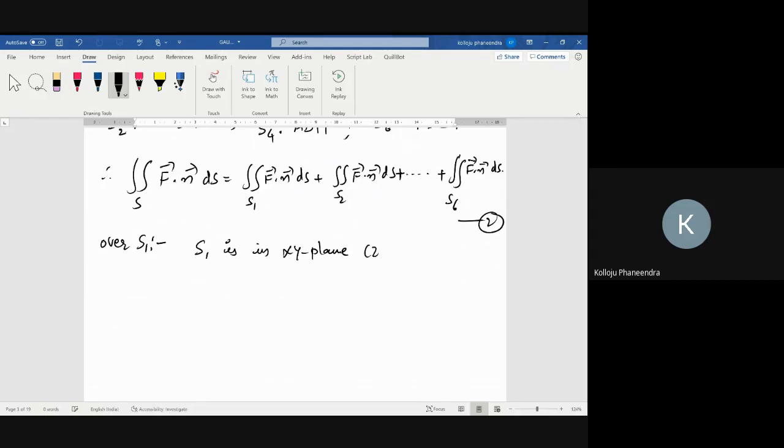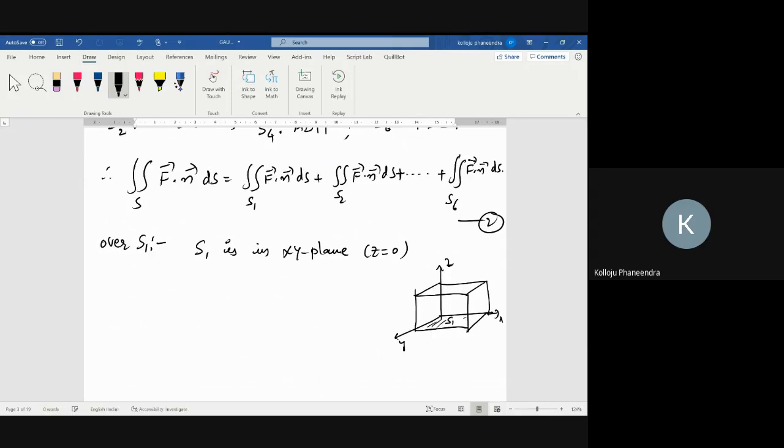XY plane means what? Z equal to 0. So I'm giving here just a small figure. This is S1 surface. I have taken this first one, and this is another one. Like this I have considered. This is my S1 surface. This is the X, Y and Z axes.